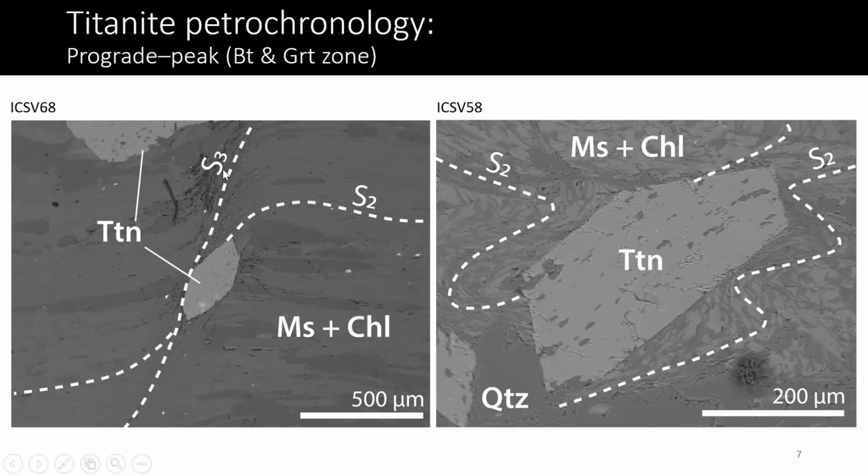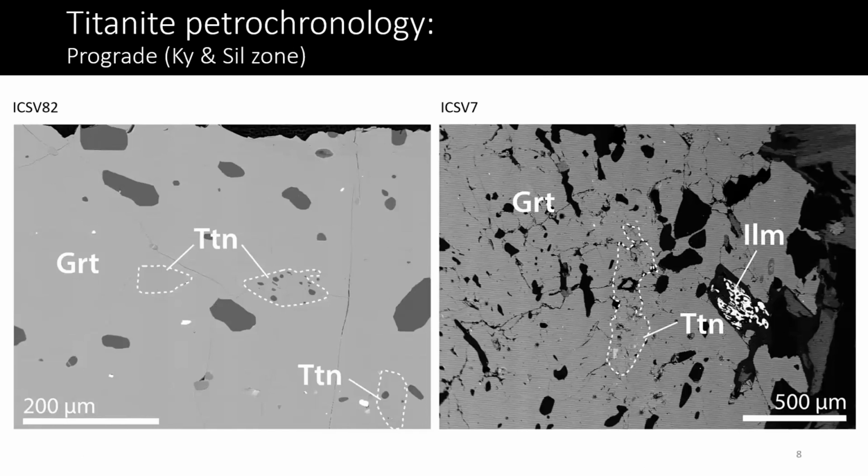That later event would be the development of the S3 fabric, and we can see in this backscatter image on the left that the S3 fabric reorientates and wraps that titanite porphyroblast. What we take from this is that our prograde to peak development of titanite at lower grades is syn- or post-tectonic with respect to that main fabric. At higher grades, we can see titanite preserved within garnet cores, so we infer that as prograde growth. But the main titanium oxide phases within the matrix are dominantly ilmenite and rutile.